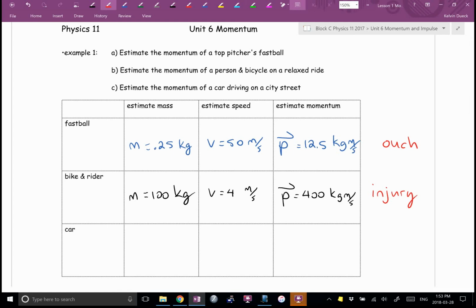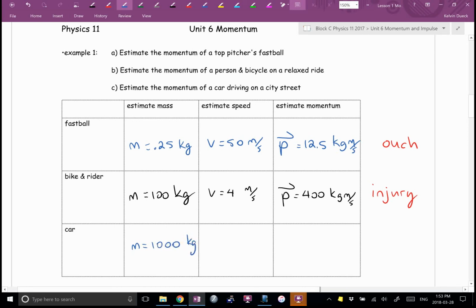Car. What's the mass of a car? 100 kilograms? Million kilograms? What's a nice round number, rough guess for a mass of a small car? Let's go 1,000. I'm good with that. Sure. Because then even Cole can do the math in his head.